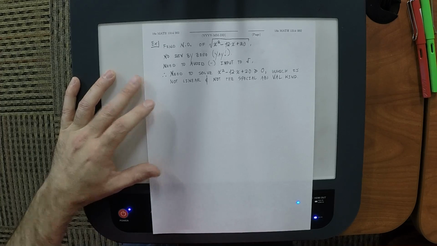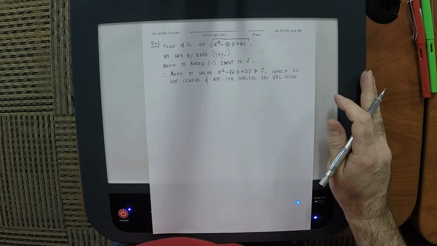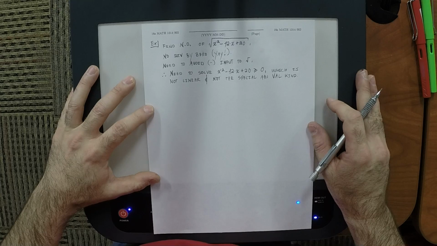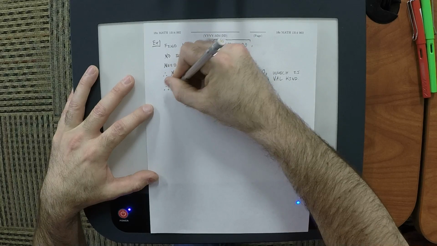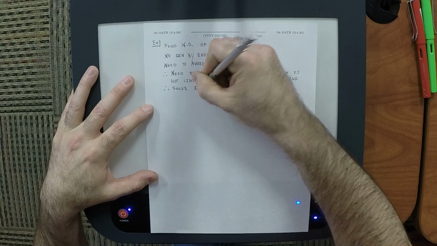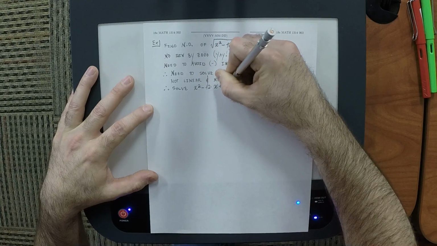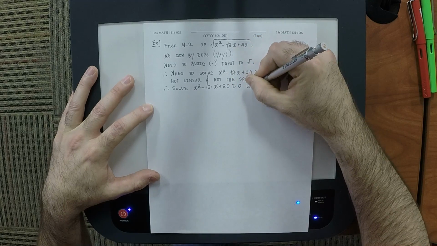As a result, the rules of the game state that what must we do? We have to make a sign chart. Therefore, we're going to solve x squared minus 12x plus 20 greater or equal to 0 with a sign chart.